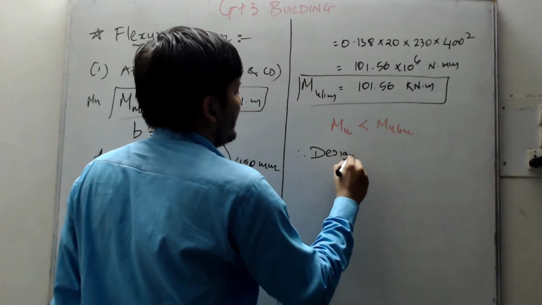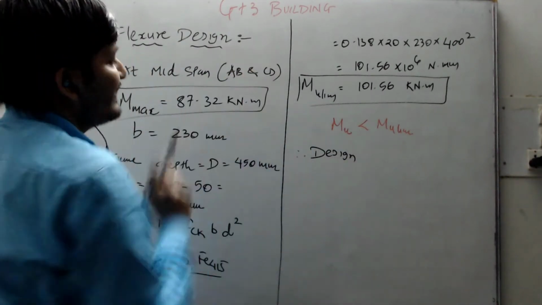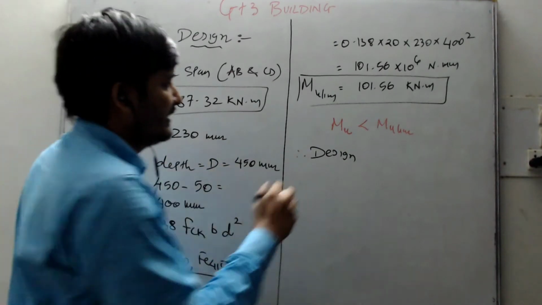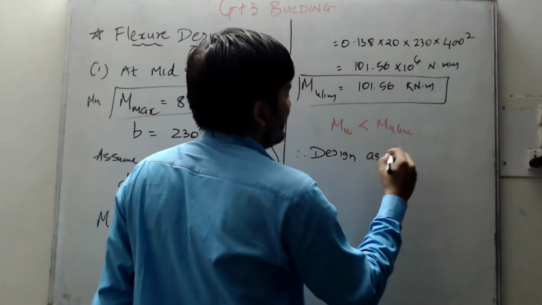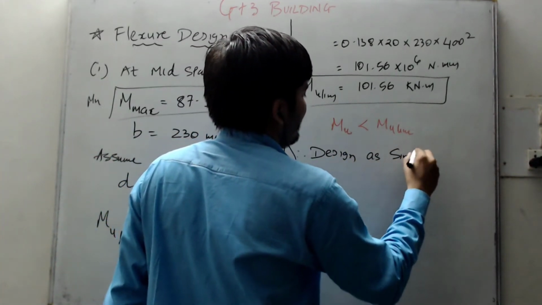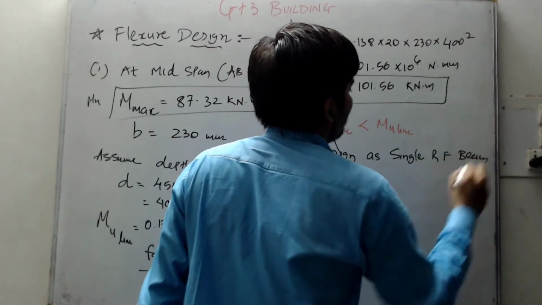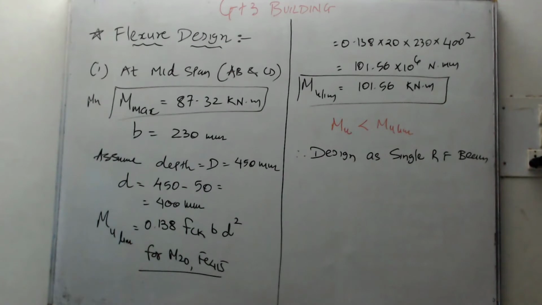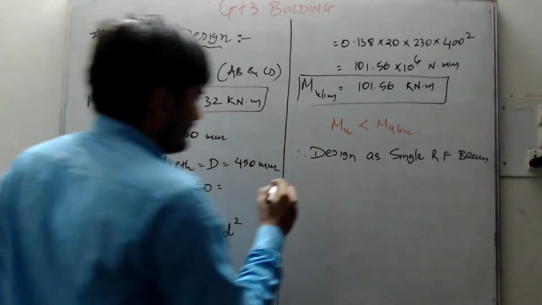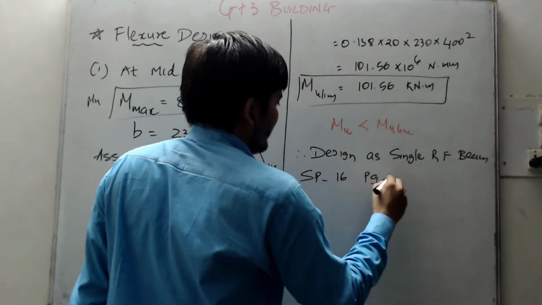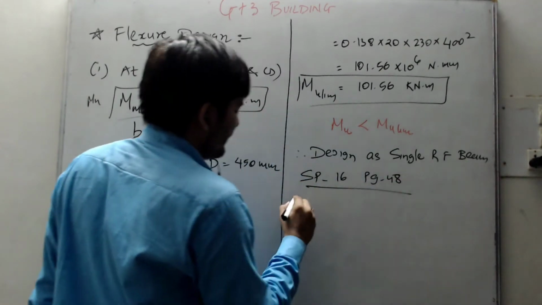Therefore, we are going to design my beam AB and CD at mid span as a singly reinforced beam. Now to do the design, we need to see SP16 page number 48. We need to calculate Mu divided by b d square.